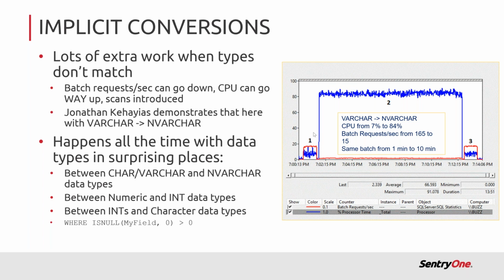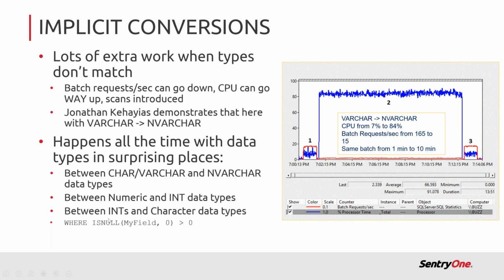And you can see here in this example written by Jonathan Kehayias, it can spike your CPU in a big way. Your batch requests per second drop because it can't sustain all that work. The amount of time to finish the batch went up by 10 times. And there are lots of data types that this happens to. Numeric data types, which have decimal places, that would be money, that would be float, that would be the decimal data types, and integer data types. They are not directly convertible. They have to be implicitly or explicitly converted. Same thing with integers and characters.